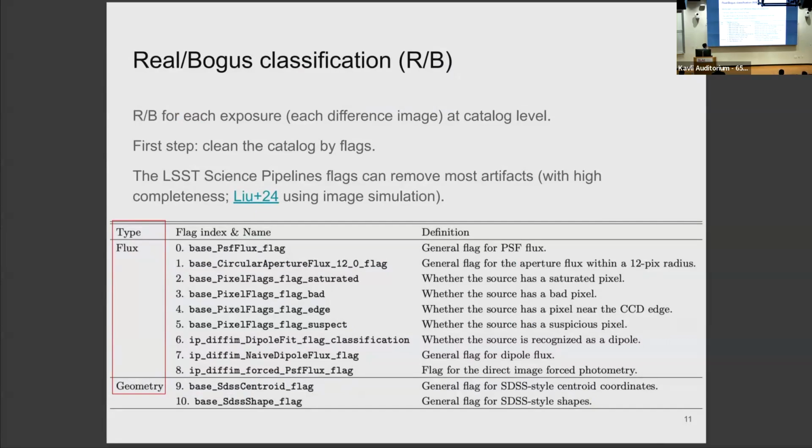So earlier I mentioned that we could do real bogus classification at single exposures. So here we are looking at the catalogs of individual difference images. The first thing you want to do is to clean the catalog with those flags. And then basically we are looking at two types of flags. One is related to flux, one is related to the geometry. We check those flags with the real objects, mainly the kilonovae, other things I showed before. And we think those flags are pretty useful to remove artifacts.